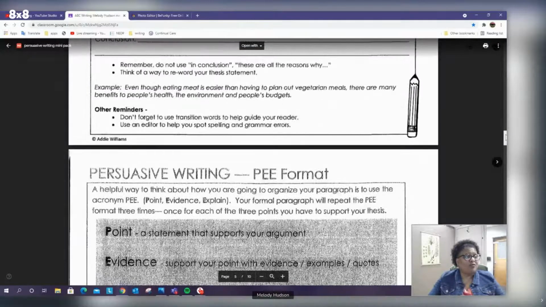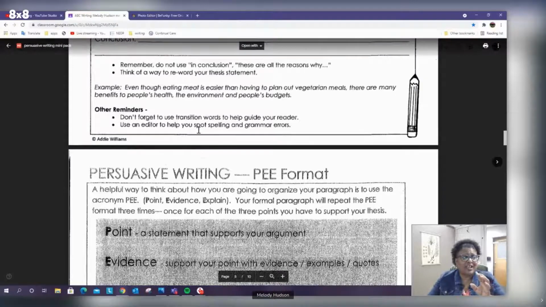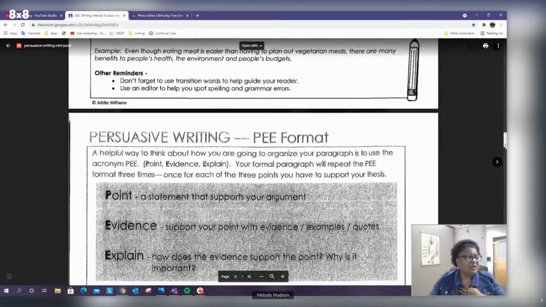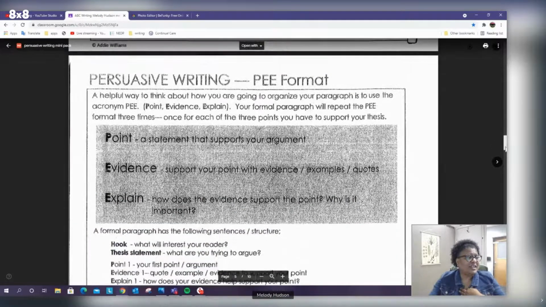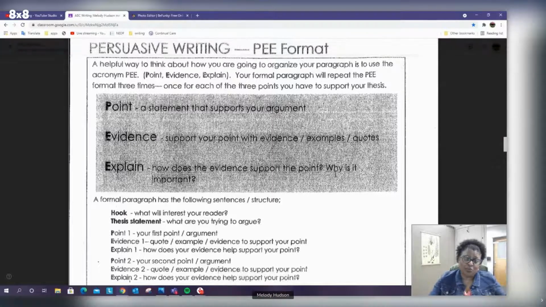So don't forget to use transition words: first, next, first, second, third, next, finally. And use an editor to help you spot spelling and grammar errors. I love dictionary.com. So that's what we just used, right? And a helpful way is to use the acronym PEE: point, evidence, explain, right? Make a statement that supports your argument, give the evidence with examples or quotes, and then explain how does this support your point? Why is it important?